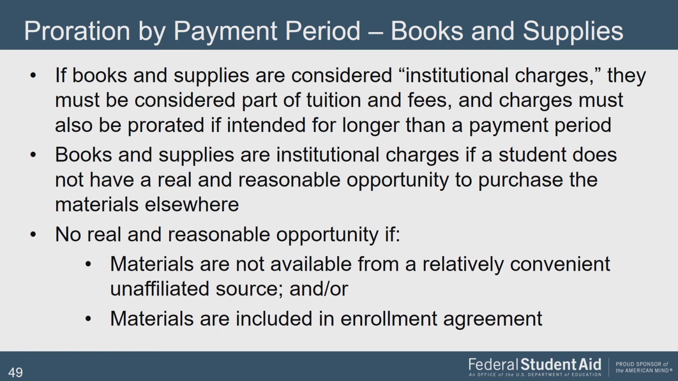Books and supplies are considered institutional charges if the student does not have a real and reasonable opportunity to purchase that material anywhere else. Okay? That means that they're not available in your bookstore, they're not available in a convenient, unaffiliated place, and no real and reasonable opportunity also means that the materials are included in the enrollment agreement. Okay, so books and supplies must also be prorated.